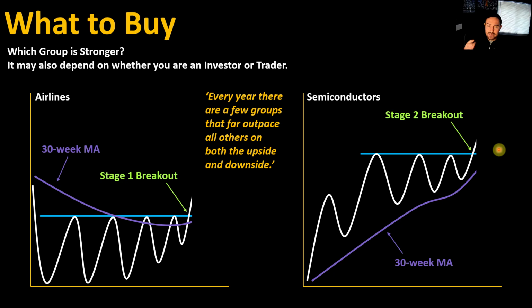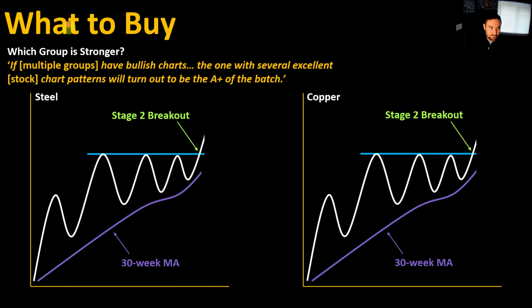But as we said, a trader wants to do about 80% of their buying from stage 2 breakouts, whereas an investor wants to do about 80% of their buying from stage 1 breakouts. So this question is actually dependent on, are you an investor or are you a trader? Because that probably leads you to the answer of which group may be more favorable for you to be trading. Next one. Which group is stronger? So here we have steel and here we have copper. And you may be thinking, that's just the identical chart. What are you talking about? Well, here we go.